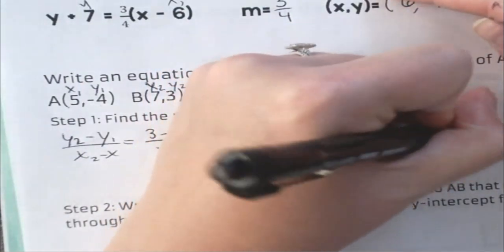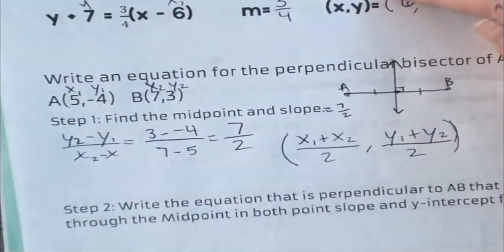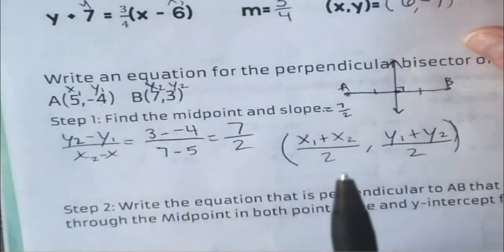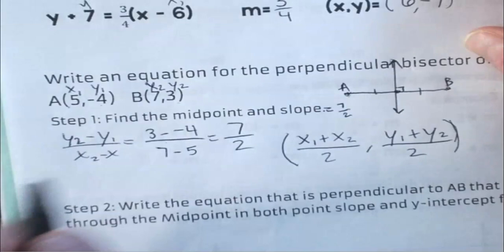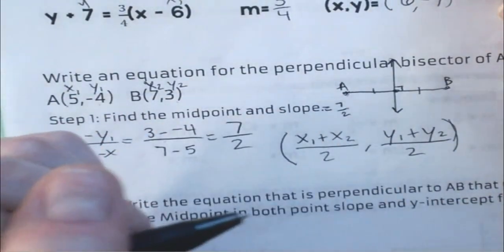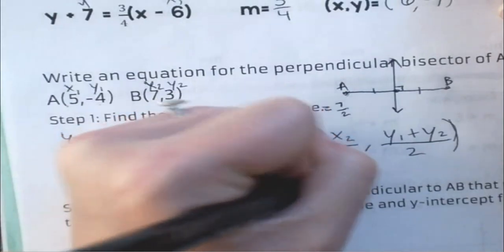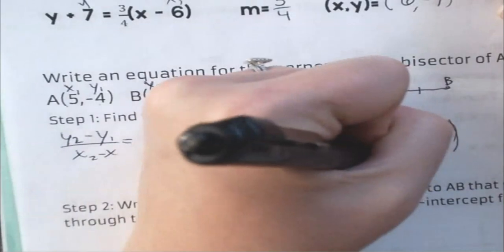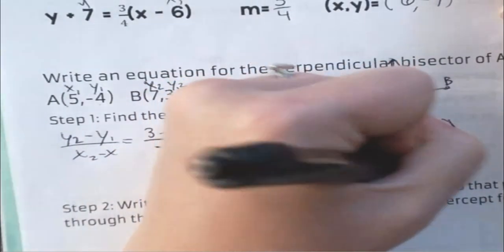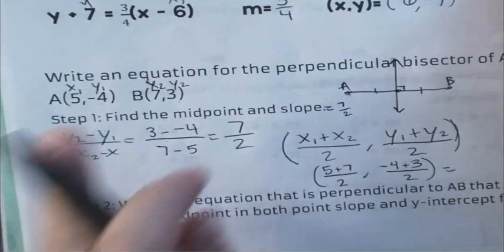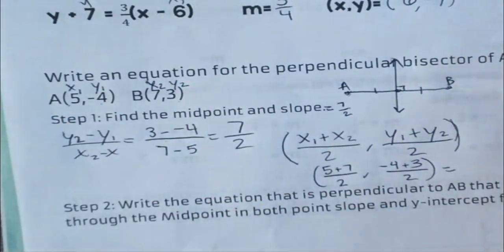y1 plus y2 divided by 2. All right, and then by the midpoint and the slope. So the midpoint would be, I'll write it under, 5 plus 7 divided by 2. My y's are negative 4 and 3 divided by 2. So my midpoint is just the average of the x's and the average of the y's.